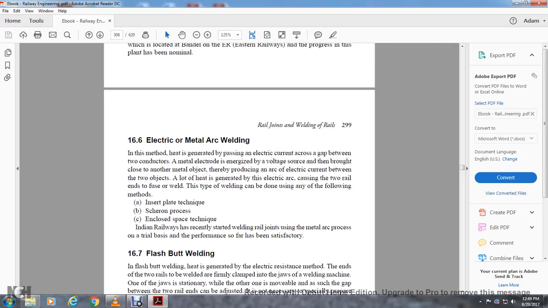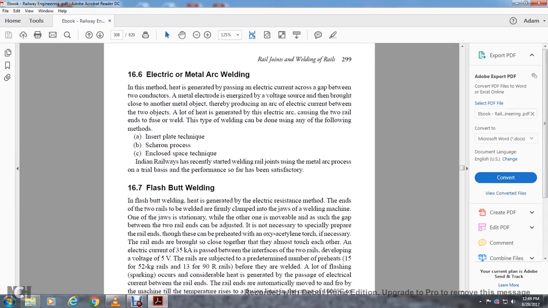16.6 Electrical metal arc welding. A method that involves passing electrical current across the gap between two conductors, a metal electrode connected to a voltage source and brought close enough to the metal object, thereby producing an electrical arc between the two objects. A lot of heat is generated by the electrical arc, causing the two rail ends to be fused as a weld. This type of welding can be done using any of the following methods: insert plate technique, round plate process, enclosed space technique. Indian Railways has recently started welding joints using the metal arc process on a trial basis, and performance so far has been satisfactory.